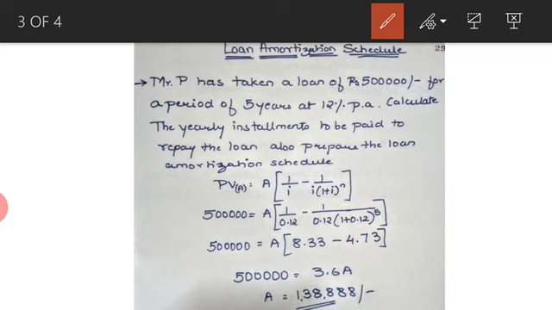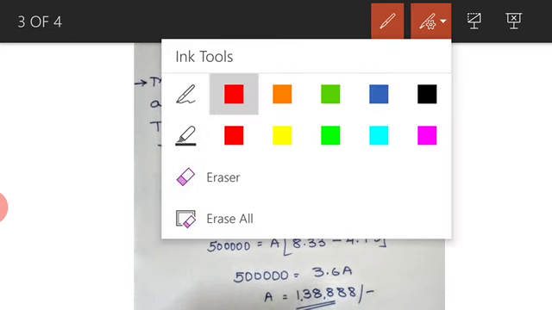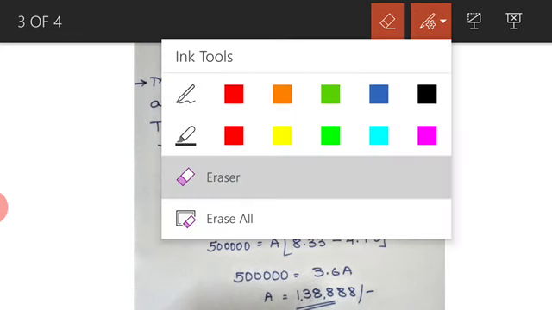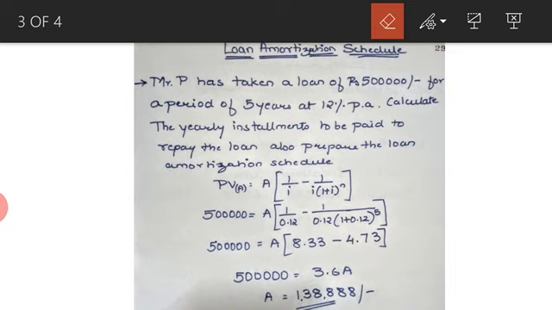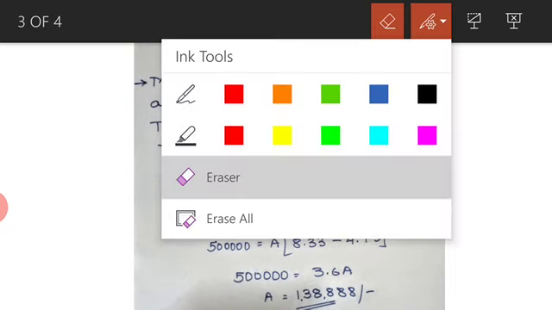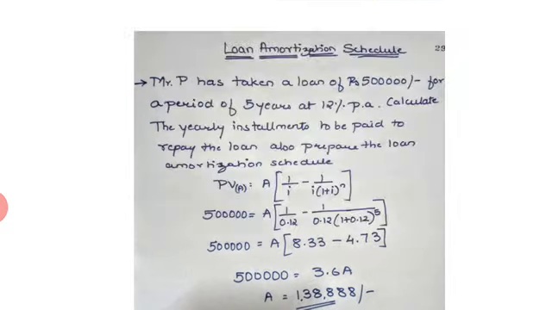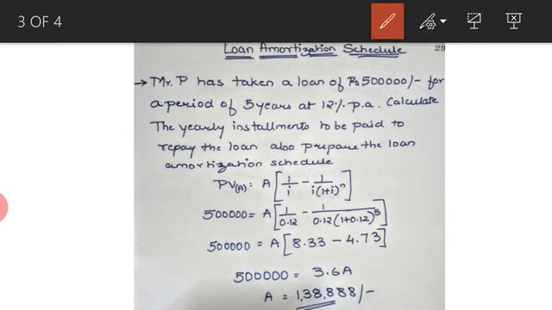Mr. P has taken a loan of 5 lakh. Now first of all, we need to understand, when do we take this loan? Do we take this loan today, that is at present, or do we take it in future? We take it in present, so it is the present value. So 5 lakh is the present value which has already been given to you, right? So 5 lakh is the present value. So I hope that is clear.